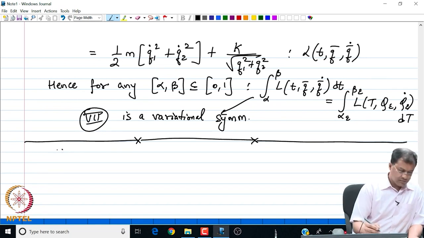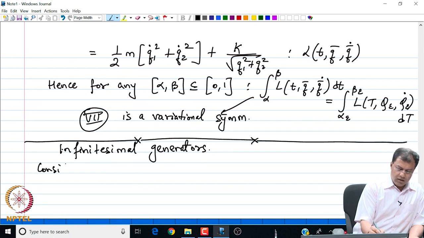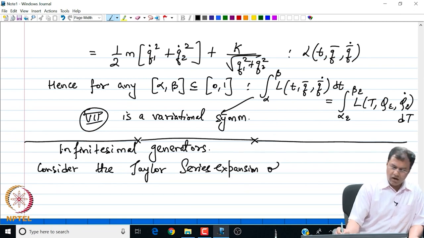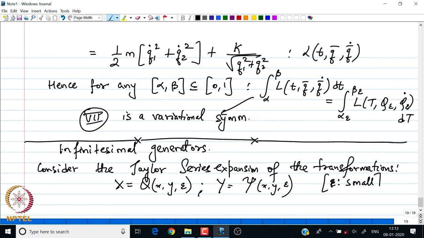That is the concept of infinitesimal generators. Consider the Taylor series expansion of the transformation functions theta and psi: X is equal to theta of x, y, epsilon, and Y is equal to psi of x, y, epsilon, and my epsilon is small. We are going to do the Taylor series expansion around epsilon equal to 0.